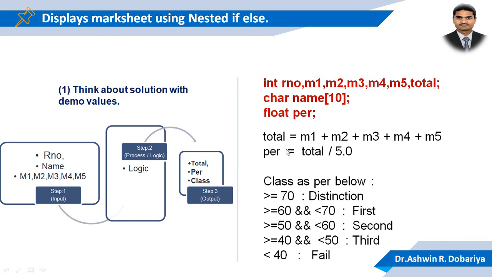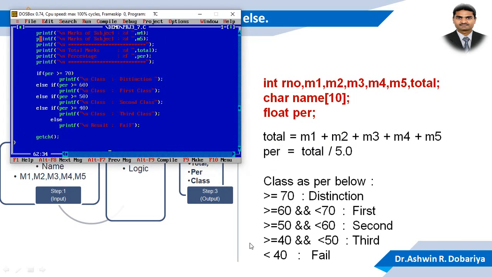Then once the percentage is calculated, after that we will write this condition. If percentage is greater than or equal to 70, then class is distinction, and if percentage is between 60 and 70, then first class. Then if percentage is between 50 and 60, second class, 40 and 50, third class, and less than 40 will be considered a fail. So how can we write these conditions and display this class? Let's see the practical in Turbo C.